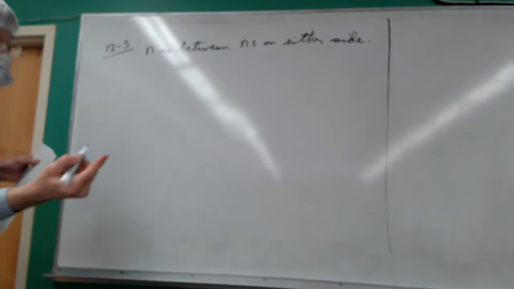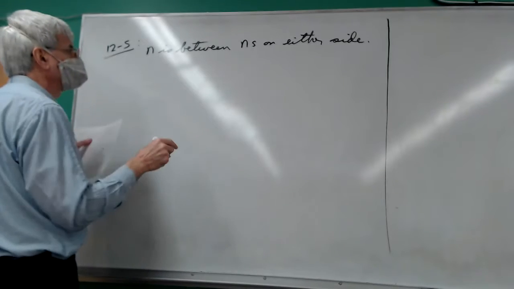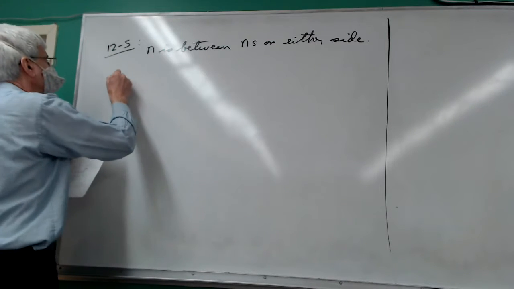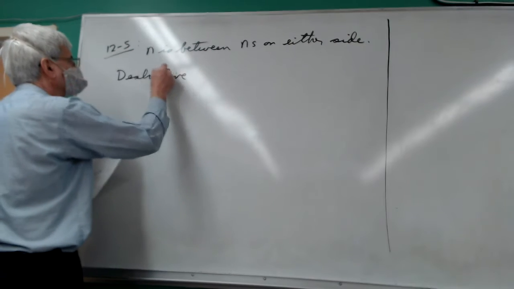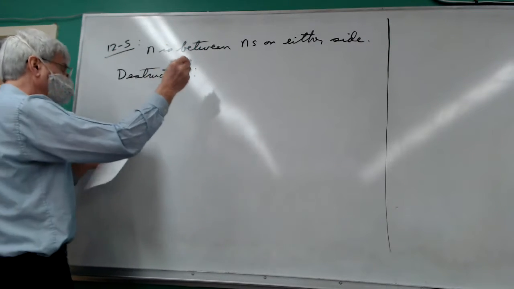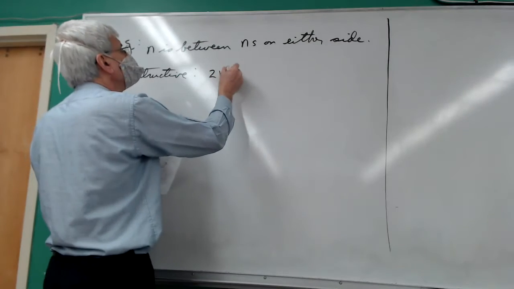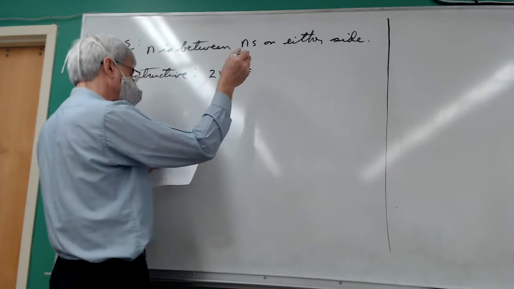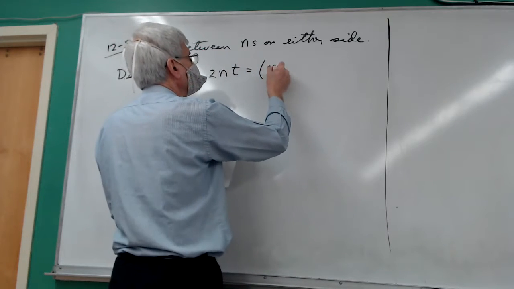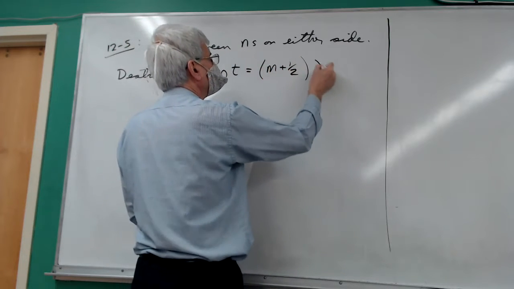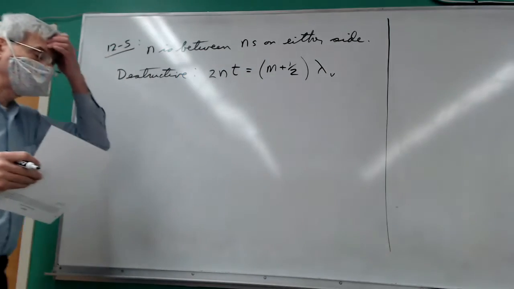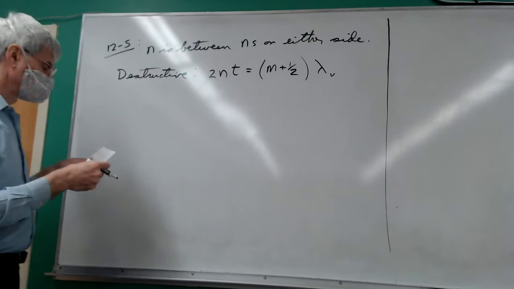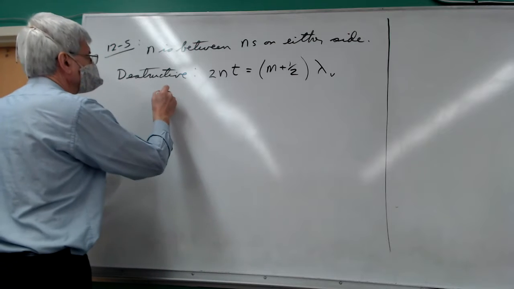n of the coating is between the n's on either side of it. Destructive interference occurs where 2nT equals (m + 1/2) times the wavelength in a vacuum, to be precise. Fill in numbers.